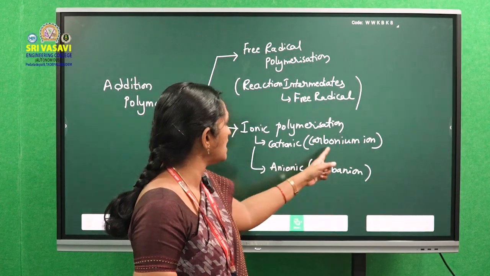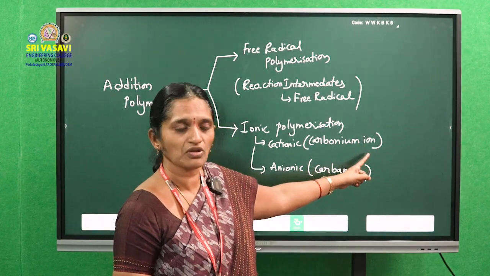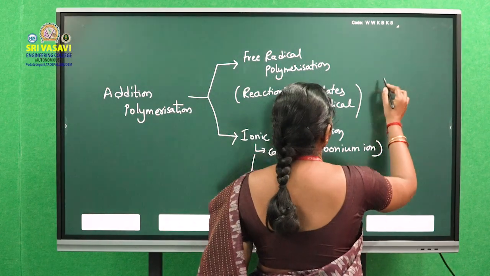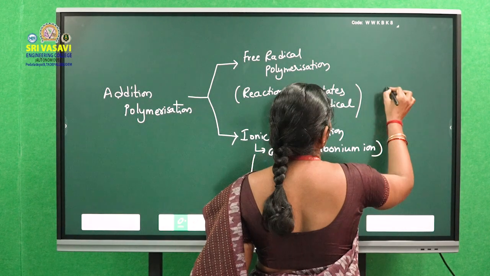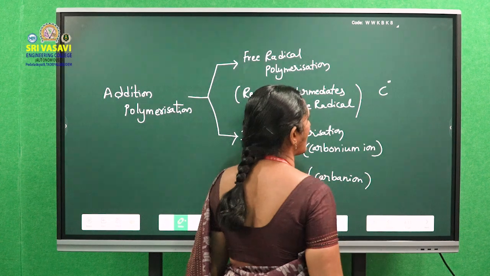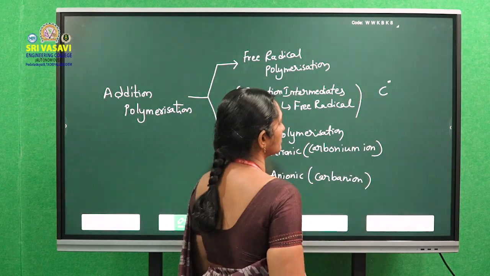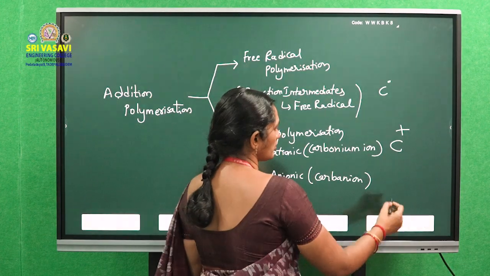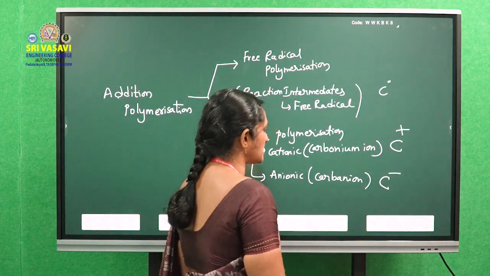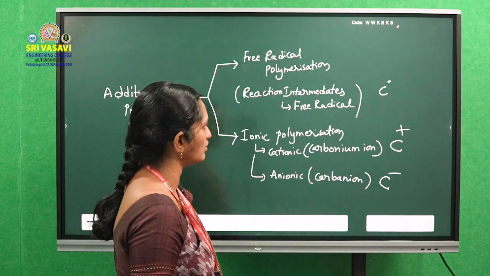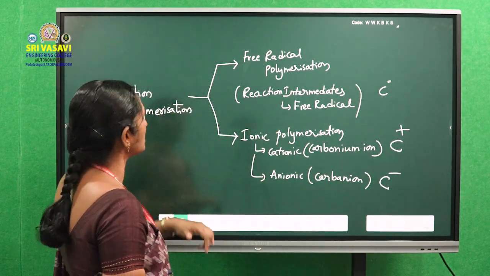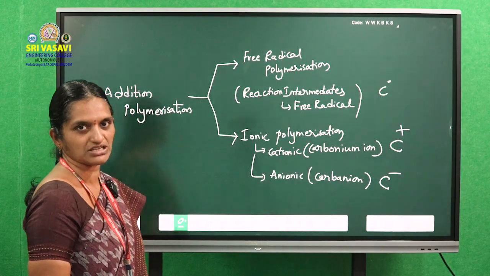The second one is the carbonium ion. The third one is a carbanion. So if the C is having a radical, then we call it a carbon free radical. If the C is exhibiting a plus charge, we call it a carbonium ion. If the C is exhibiting a minus charge, then it is called a carbanion. So if the reaction is followed by these three intermediates, then we call it addition polymerization.